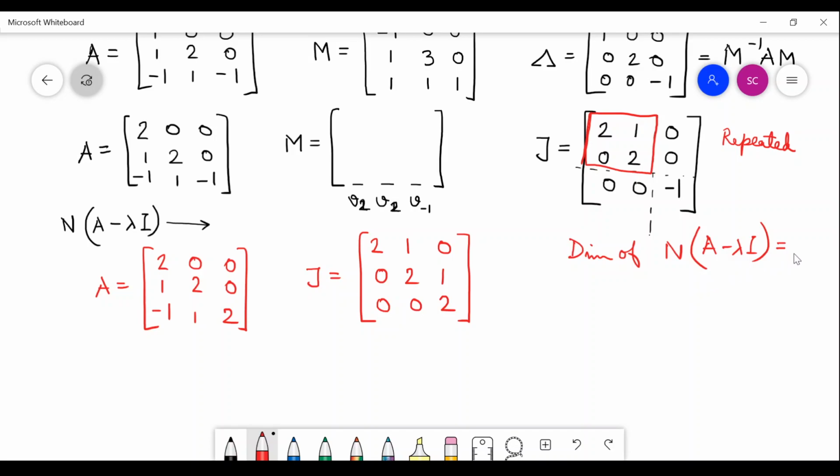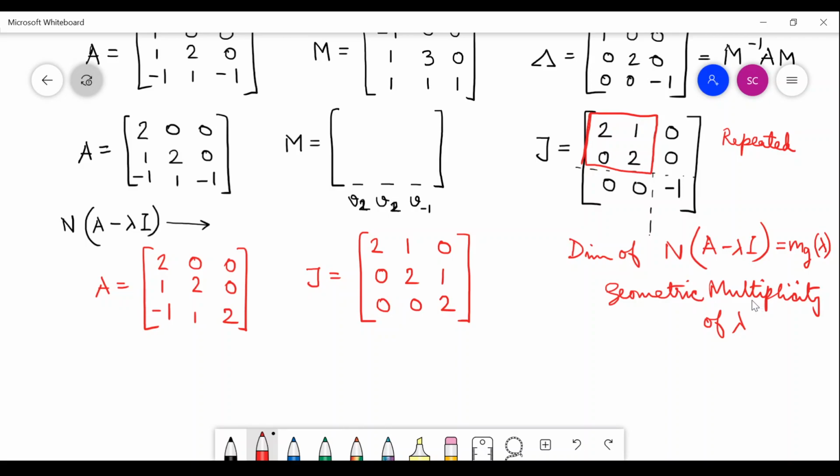Okay, and this has a very unique name. This dimension of the null space of A minus lambda I is called the geometric multiplicity of lambda. Sometimes we write it as m_g of lambda.